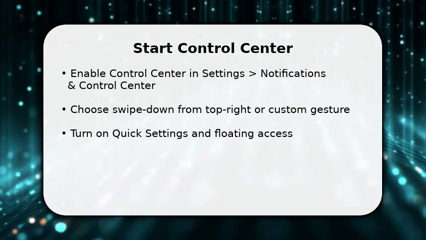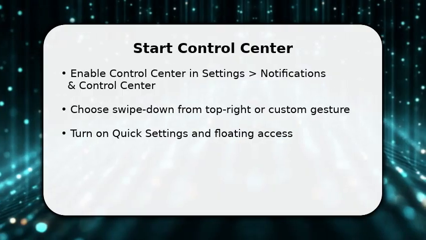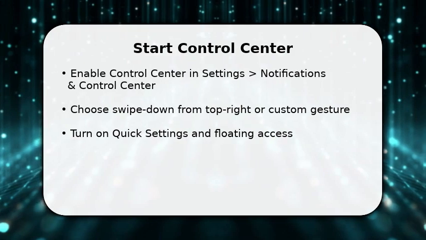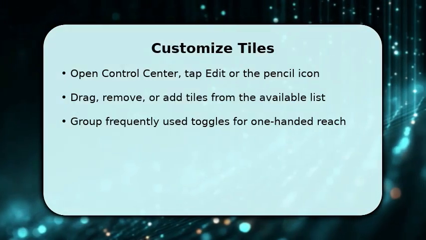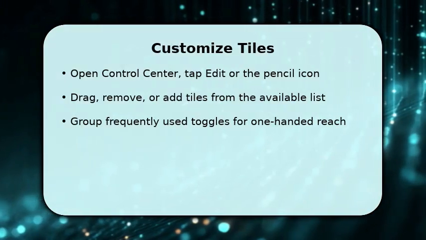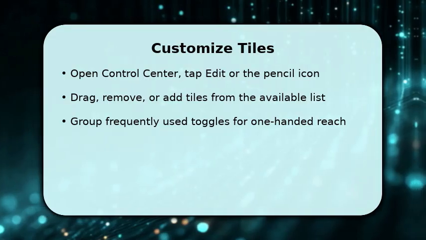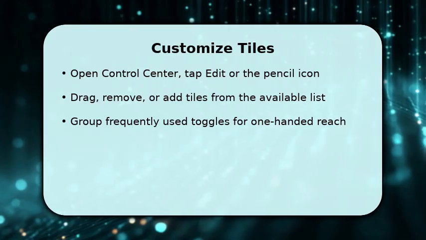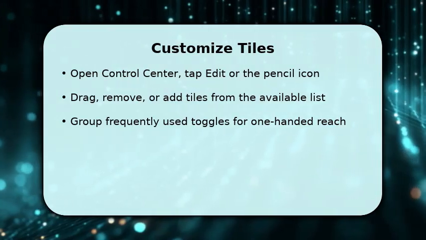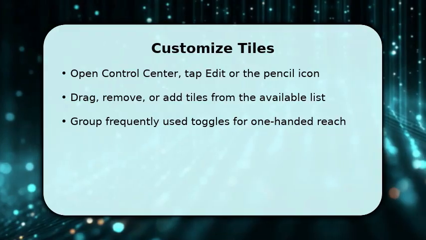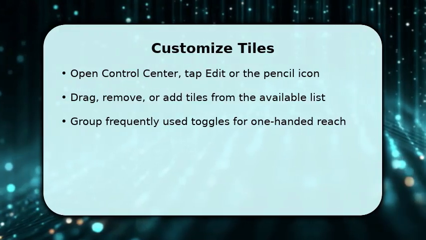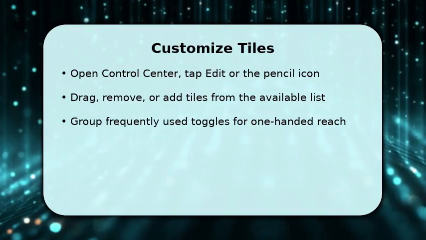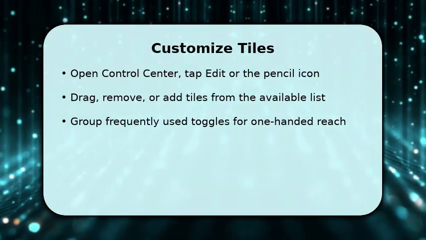Now move on to arranging the elements you use most, which saves time every day. Next, customize the tiles so the control center works for you. Open the panel and tap Edit or the pencil icon. You'll see available tiles and active tiles. Drag items into place, remove what you never use, and add features like mobile data, wallet, or screen recorder. Make sure to group frequently used toggles near the bottom for one-handed reach, because you'll access this dozens of times daily. Arranging it intentionally speeds actions and reduces.